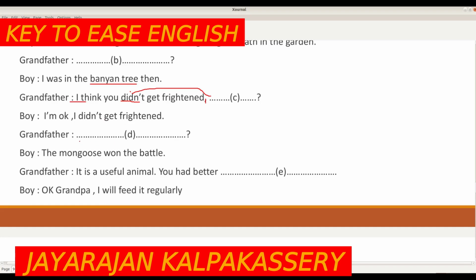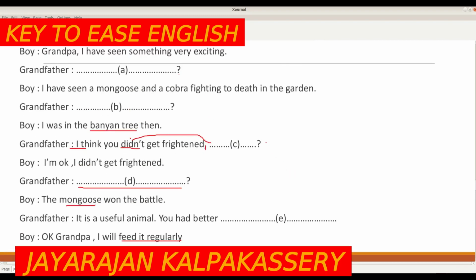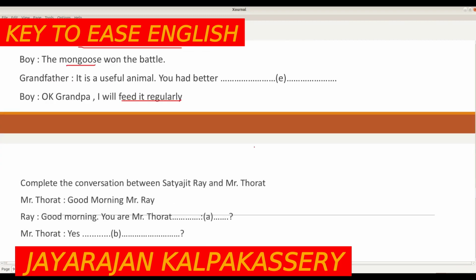Next, one more is here. The mongoose won the battle. Then a question is asked here. The answer is mongoose, so it must be who? It is a useful animal. You had better. After had better we know the root form, that is feed it regularly. You had better feed it regularly. So this is the way to answer the questions.